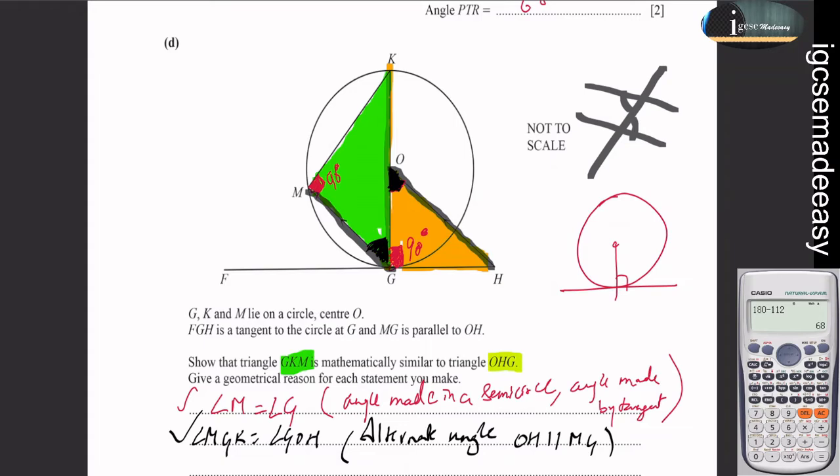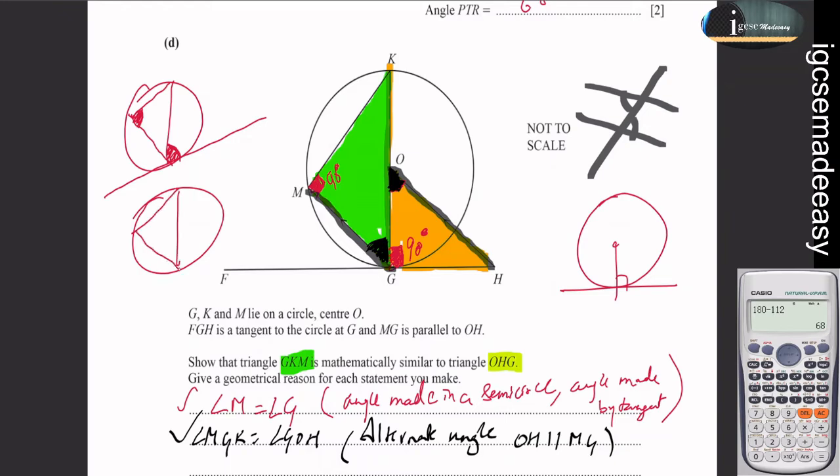See, alternate segment theorem I already explained to you. So if we have a circle and a tangent drawn on it, and inside the circle we have a triangle, okay, inside the circle we have a triangle. So the alternate segment theorem says that this angle will be equal to this angle, okay. Or else in this case also it is possible, if the tangent is like this, this angle will be equal to this angle. This is also the alternate segment theorem.